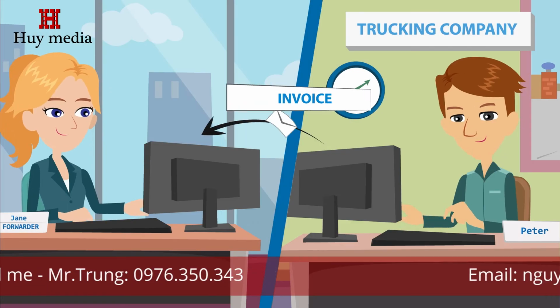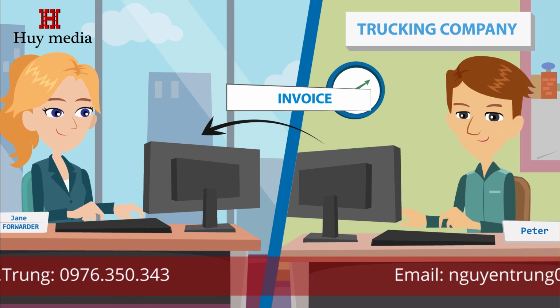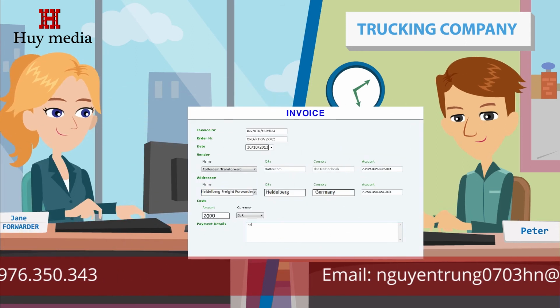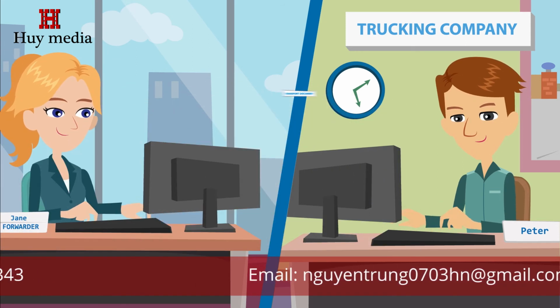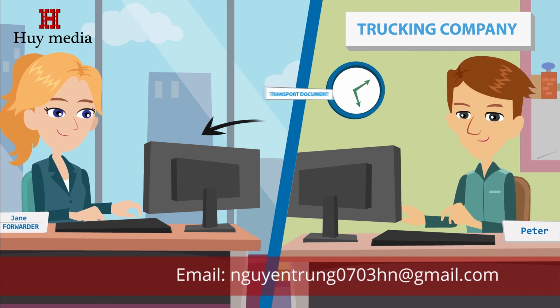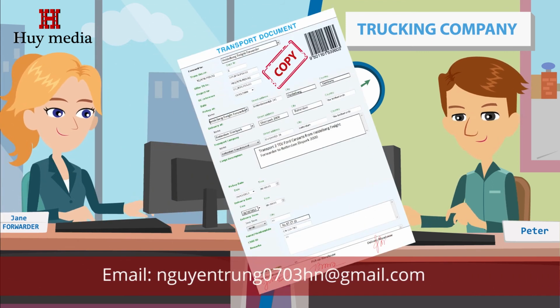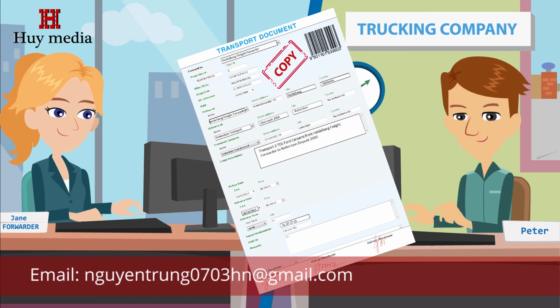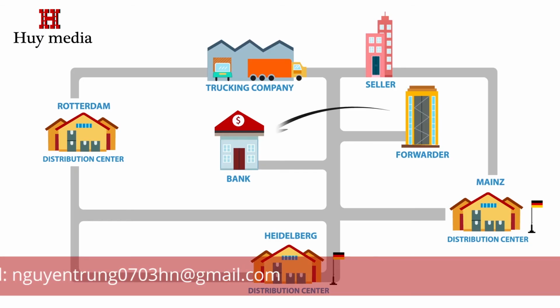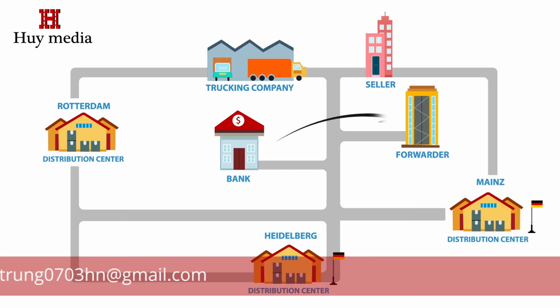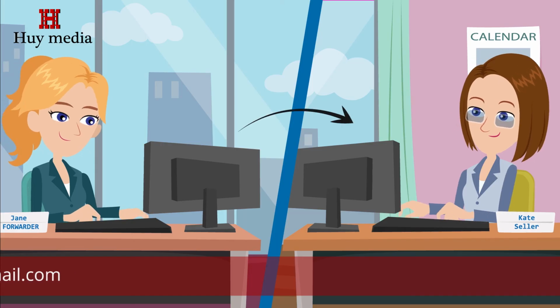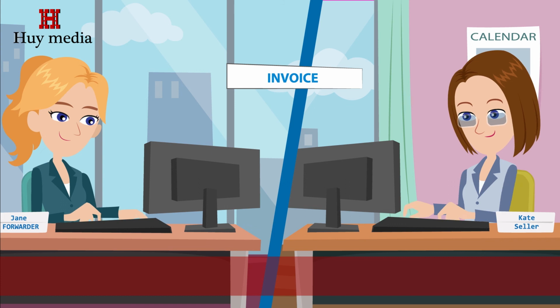When the transportation of goods has been completed, the trucking company will send you the invoice together with the copy of the transport document with the signature of the delivery address. This document is also known as proof of delivery. You will need to pay the invoice by sending a transfer order to the bank. After that, you can send your invoice to the seller.